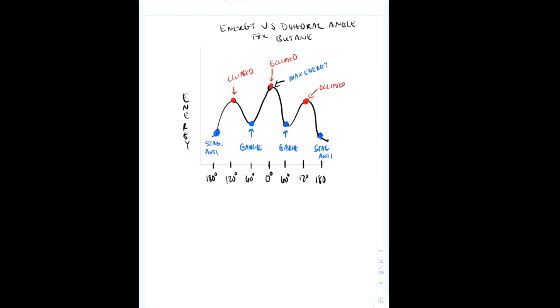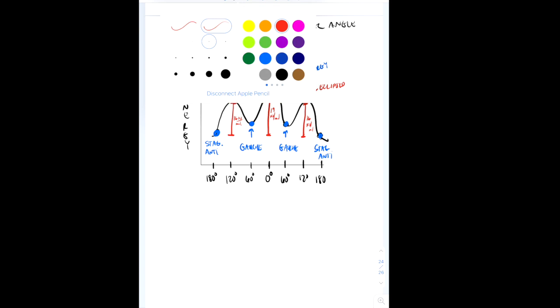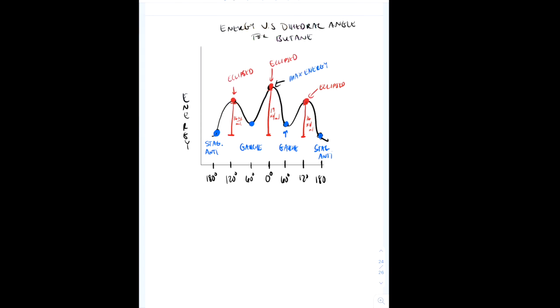Okay, and so again, this energy right here is 16 kilojoules per mole. This energy right here is 19 kilojoules per mole. And then back here is another 16 kilojoules per mole. While our gauche, let me erase these arrows, is 3.8 kilojoules per mole. And 3.8 kilojoules per mole. Okay? And that is our energy versus dihedral angle for butane.